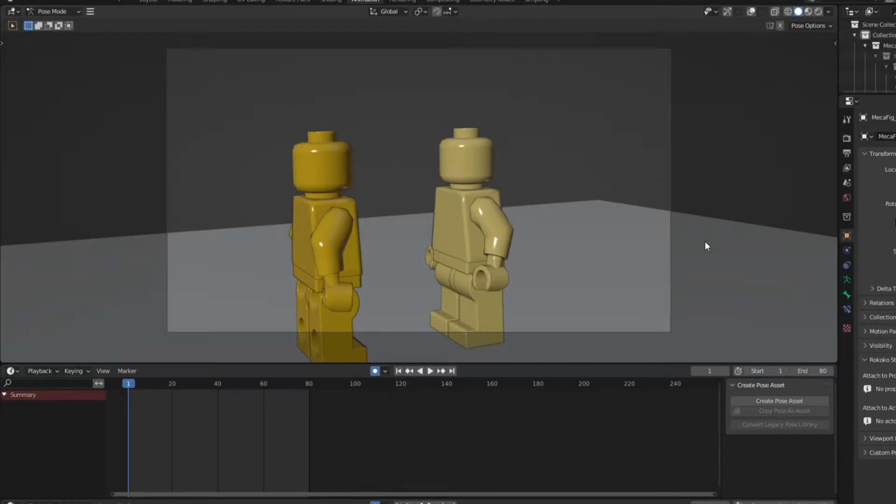Hey guys, this is the Earth Elemental, and today's video is going to be a tutorial on how to make a basic Lego fight scene.